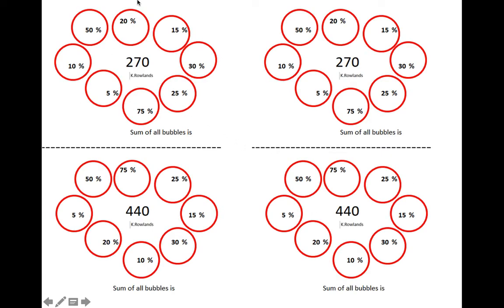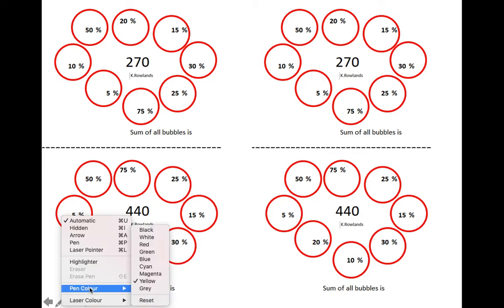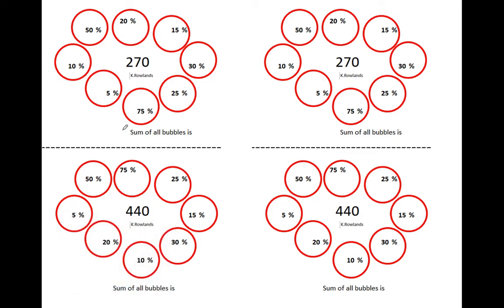Now what I'd like you to have a go at is finding all of these answers for 270 and all of these answers for 440. And then your last step is to find the sum of all the answers. So I want you to add together all the answers in these bubbles. And then you're going to do the same for 440. You're going to find all the answers for all of these bubbles, and then add them all together, giving us an answer here.